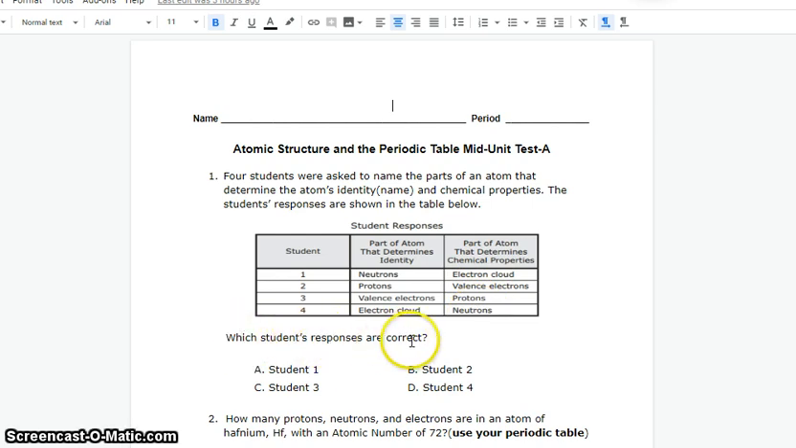Which student's responses are correct? It is not student 4. So it is student 1, student 2, or student 3.